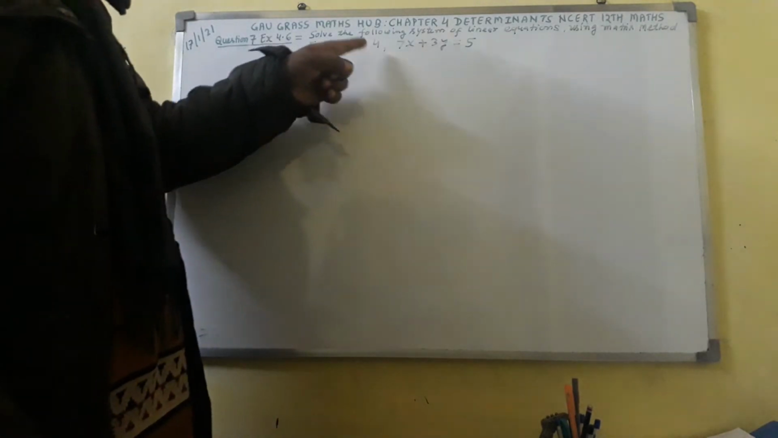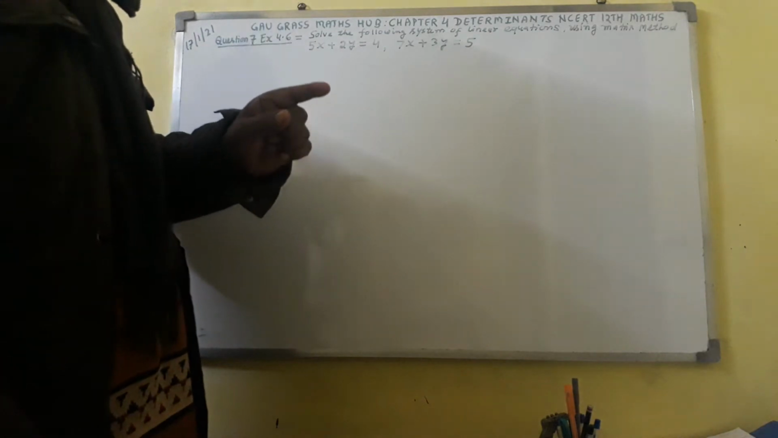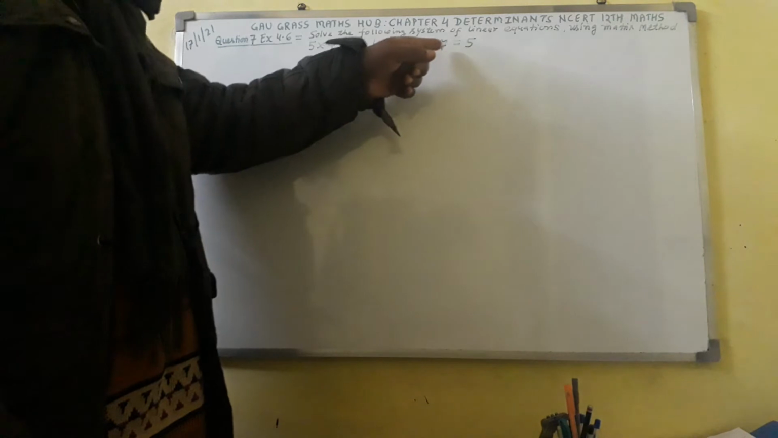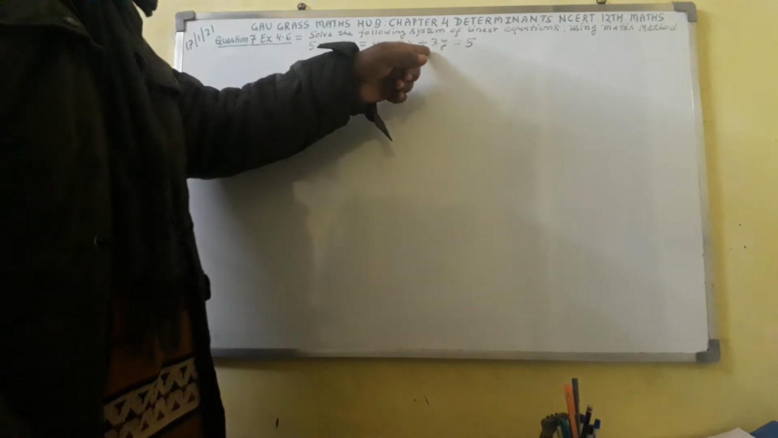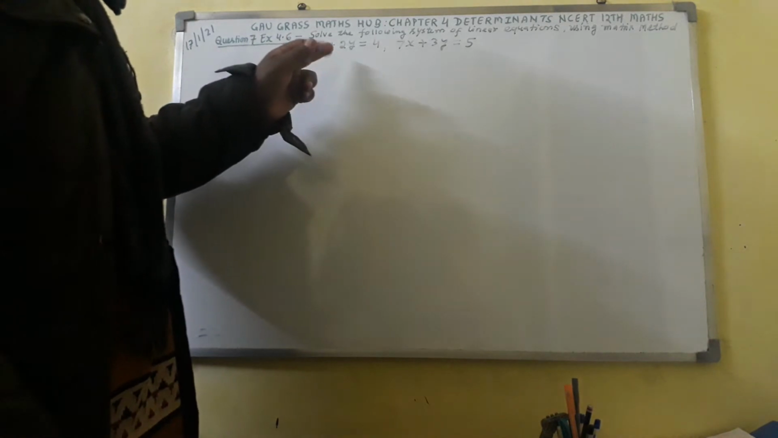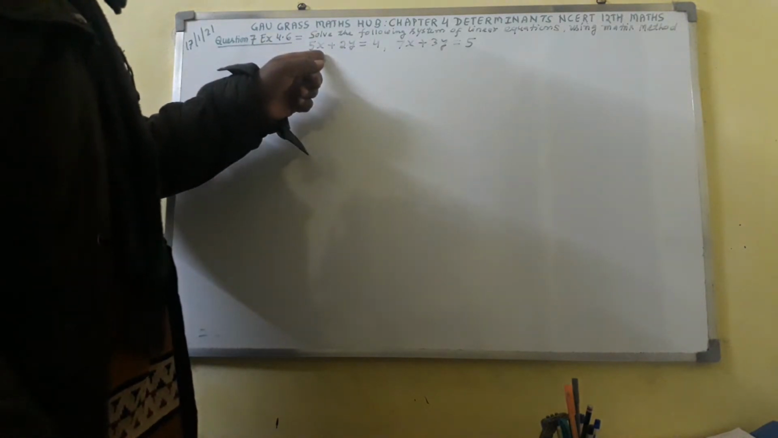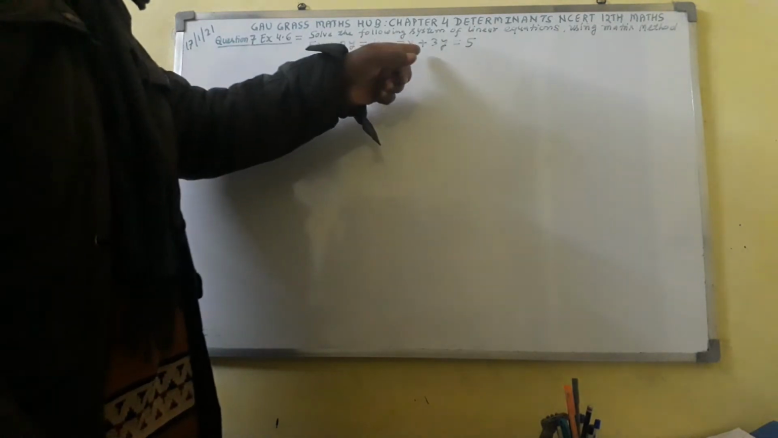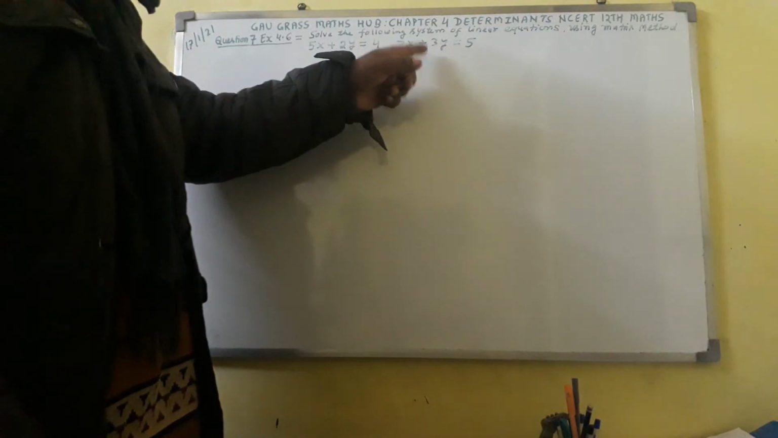5x plus 2y equal to 4. This is the first equation. That will be given in your question paper. And 7x plus 3y equal to 5. That is the second equation. That will be given in your question paper. So this equation will be given first preference. This equation is given second preference.